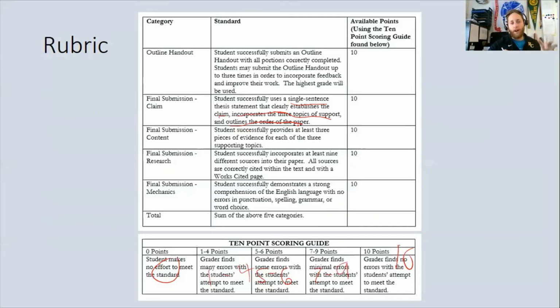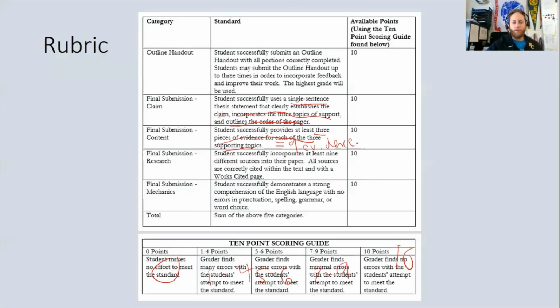The final submission content, you need to have at least 3 pieces of evidence for each of the 3 supporting topics, for a total of 9 pieces of evidence or facts. And that's the outline, right? So under support A, you have evidence 1, evidence 2, evidence 3. Under support B, 1, 2, 3, C, 1, 2, 3. If you incorporate all 9 of those, and if they're actually evidence and not just your opinion, then you're good. You got your 10 points.